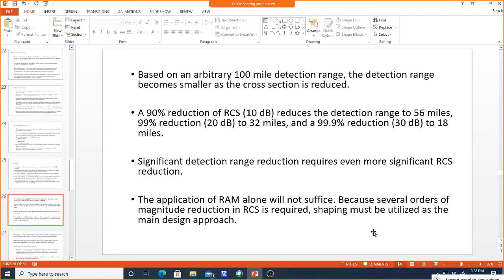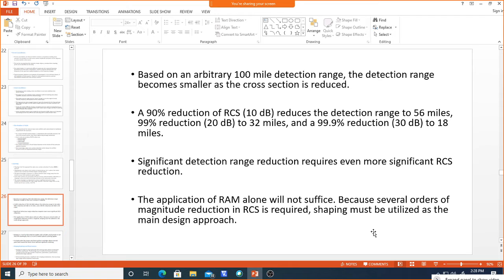So with 99% reduction, it will be up to 32 miles, and again 99.9% reduction is only up to 18 miles. So the detection range will reduce accordingly. The reduction in RCS will go on reducing the detection range.